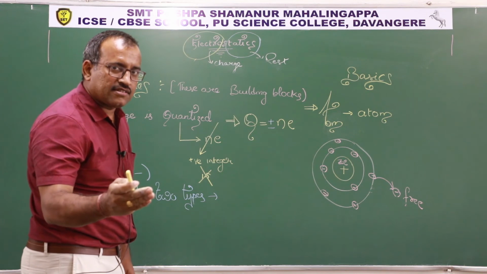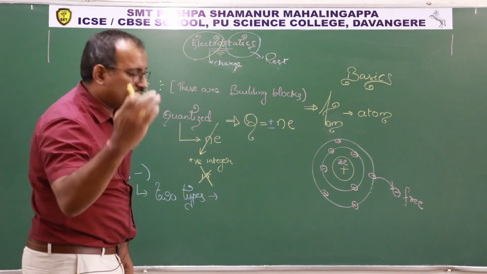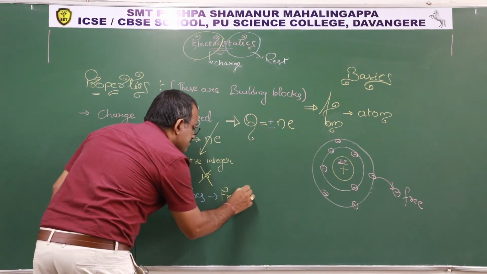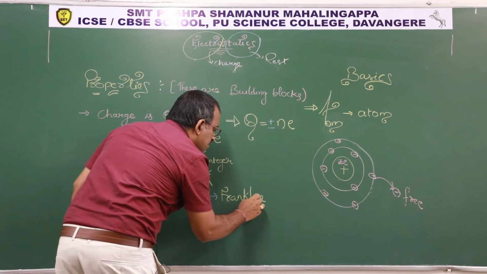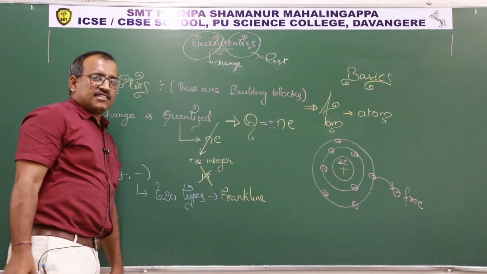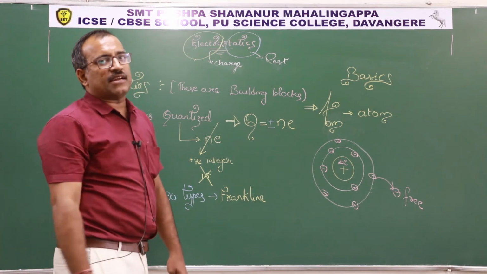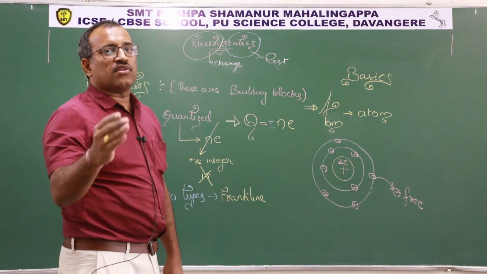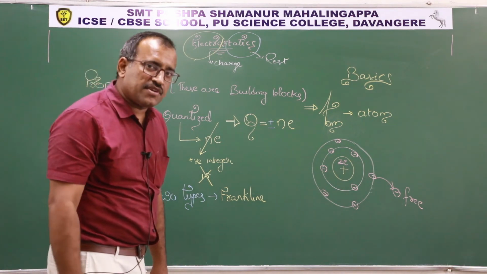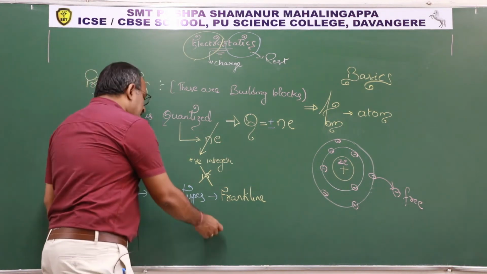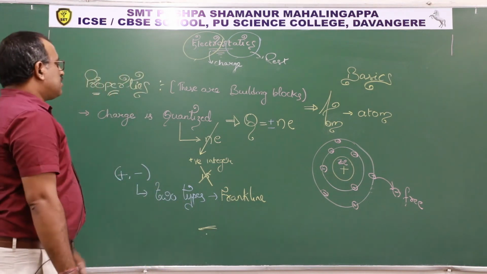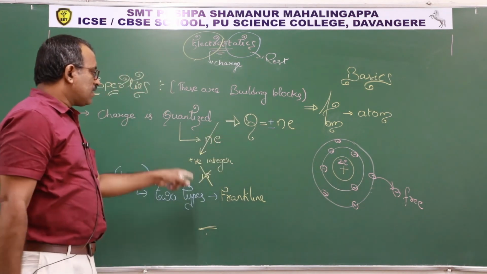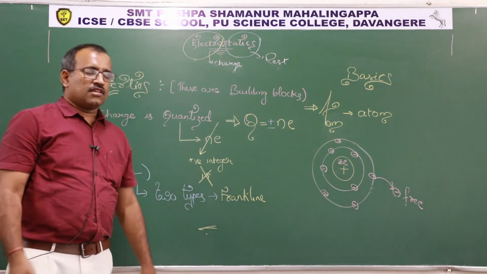Any idea? Yes, the answer is Benjamin Franklin. This is the reason why people kept the name 1 ESU equal to one Franklin, in honor of him, the smallest unit of charge. So there are two types of charges, and charge is quantized, and n is an integer.